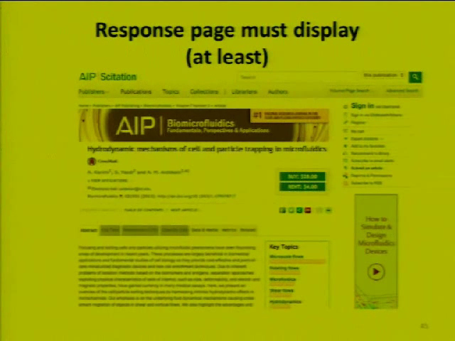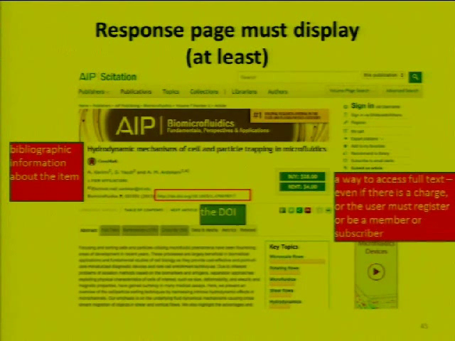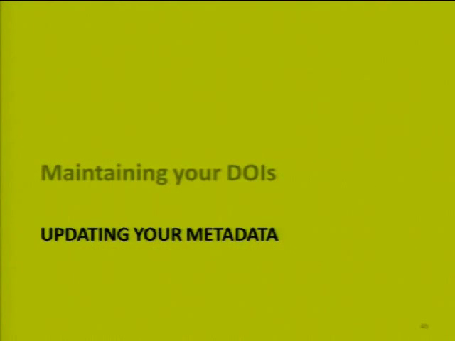Now, if you have a DOI that's going to subscription content, it must still land on a page that gives you the bibliographic information, that gives you the DOI, and that also gives you a way to access the full text, even if this requires payment or subscription. But a DOI must not take the user to your home page, for example. It must take them to the article to give them some information about the article, and that's quite important.